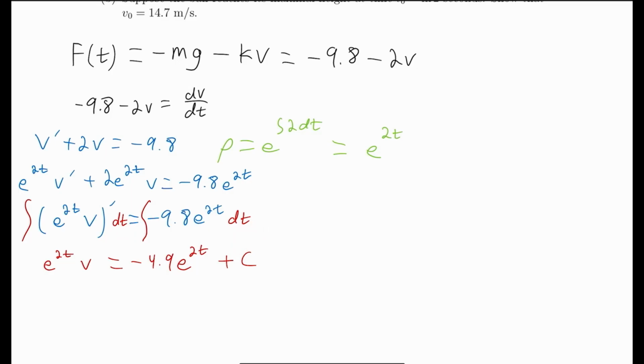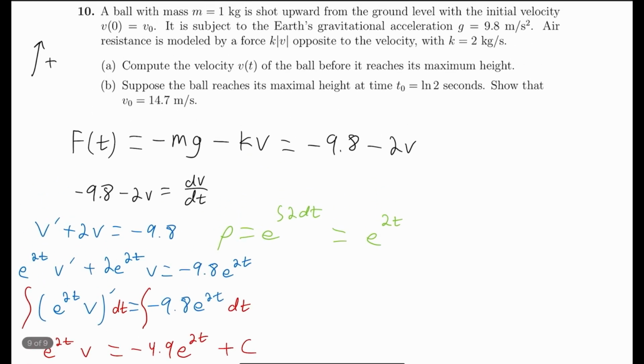We can divide by e to the 2t and solve for v here. That will get v is equal to negative 4.9. These terms cancel. They're the same. Plus, I'll write this as c e to the negative 2t instead of 1 over e to the 2t. Now we have our function for v. I'm going to write this as v of t, just to be clear that it's a function in terms of t. This would be the general equation for our velocity, but we are given an initial value.